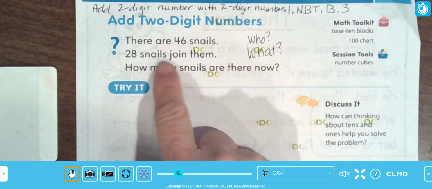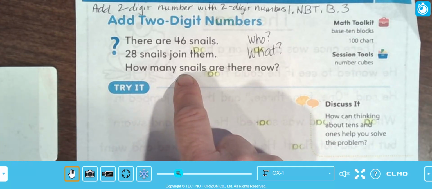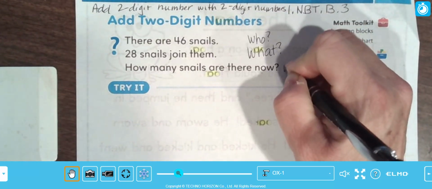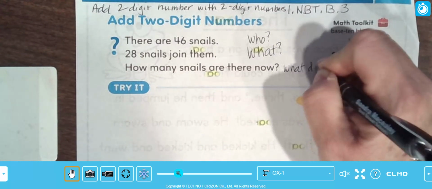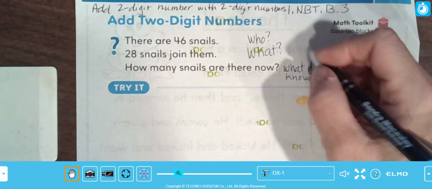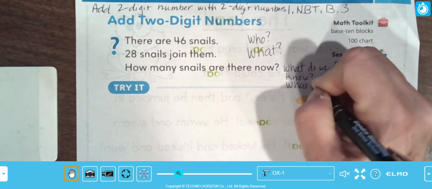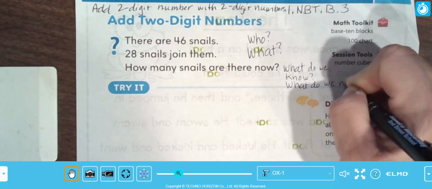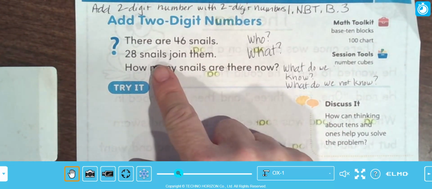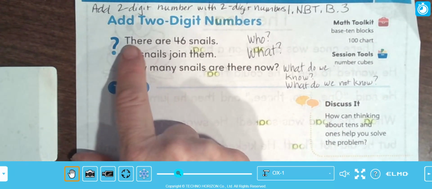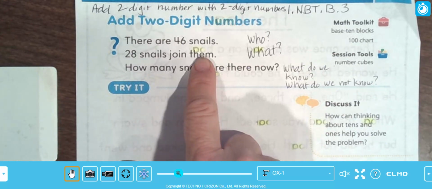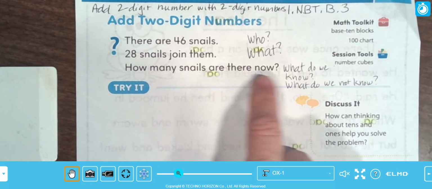All right, next question. This one is: what do we know? And what do we not know? This is a two-part one. So the first thing when I read this is what do we know, and then what do we not know. Okay, here I go. There are 46 snails. 28 snails joined them. How many snails are there now?